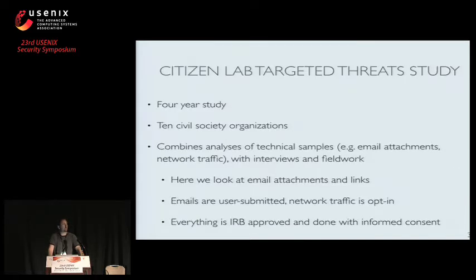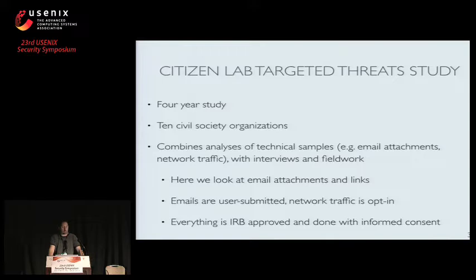So what we're doing is Citizen Lab has been working on an ongoing study of targeted attacks against human rights and civil society organizations. We're in the 4th year of the study right now. We have 10 civil society organizations as participants. And what we're doing is we're looking at technical analysis, so looking at email attacks, setting up network intrusion detection systems, combining that with interviews and fieldwork to understand the threat model and the types of attacks that they're actually seeing. So in this talk, I'm going to be looking at email attachments and links sent to these participating organizations.